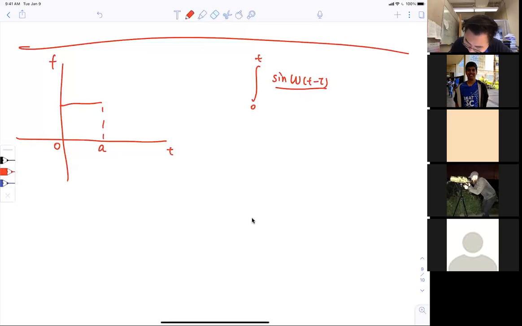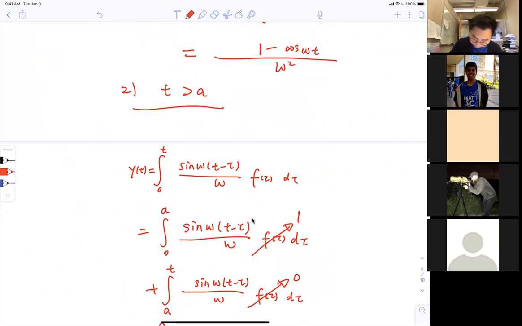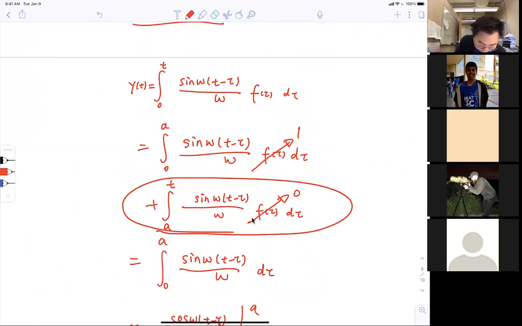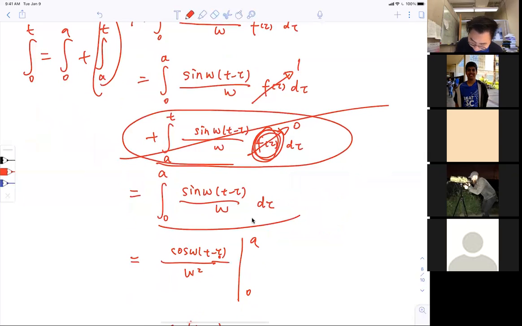I think the only thing I'm confused about is why we did an integral from 0 to t and then another one from 0 to a. Oh, okay. So it's always integration from 0 to t. The reason why the second one is an integration from 0 to a is because we split this 0 to t into 0 to a and a to t. From a to t, the f function is 0. So this term goes away, and we're left with this from 0 to a.